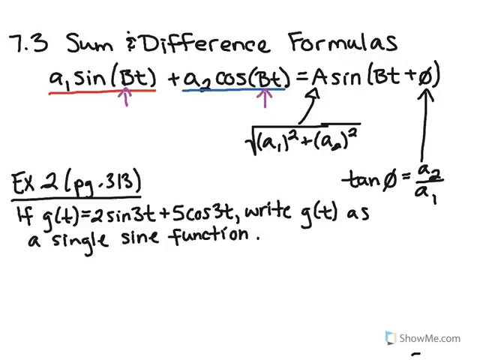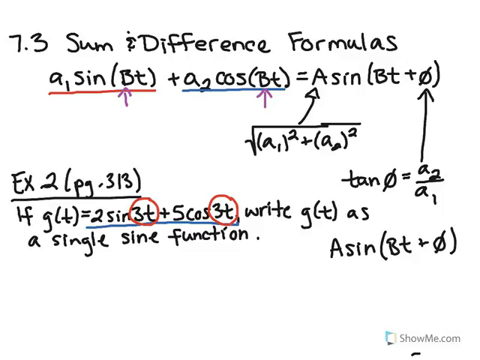So here's our example. This is example number 2 on page 313 of your textbook. We have a function, its name is g of t, and it is equal to 2 sine 3t plus 5 cosine 3t. And then it says write g of t as a single sine function. So I want you to know that we need to check our periods first. And when I check them right here, they are the exact same. So I can use this rule above to help me. Just like what the rule says, I should end up with a function that looks like A sine of bt plus phi, however you want to pronounce it is fine.